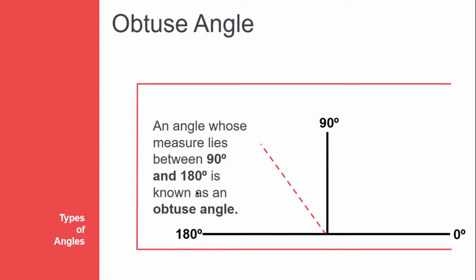As you can see, the line here is greater than 90 but less than 180. In this case, we can see that it is forming an angle more than 90. So it starts from this side and crosses the 90 and goes beyond. That means it is more than 90, so it makes it an obtuse angle. So this is all about the types of angles that we will learn in class 4.